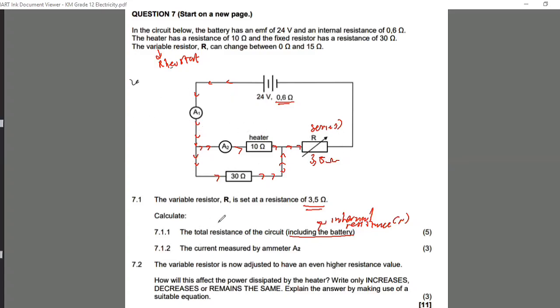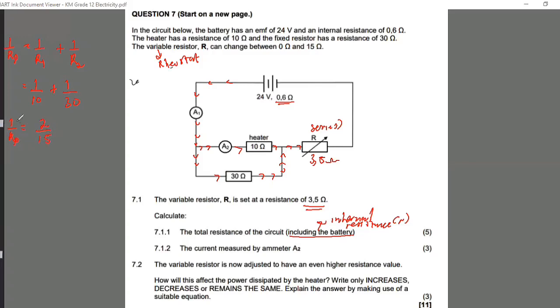Okay, then to answer that, the total resistance of the circuit, including the battery, let's first calculate the total resistance in parallel connection. So we have 1 over Rp is equal to 1 over R1 plus 1 over R2. That's the formula to calculate the resistance in parallel. For R1, we have this 10 here, and for R2, we have 30. Punching that in your calculator, you will have 1 over Rp is equal to 2 over 15.